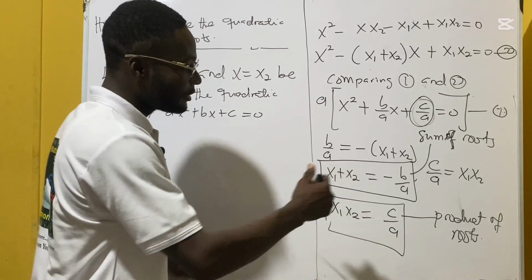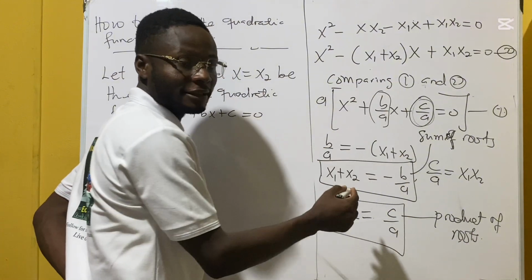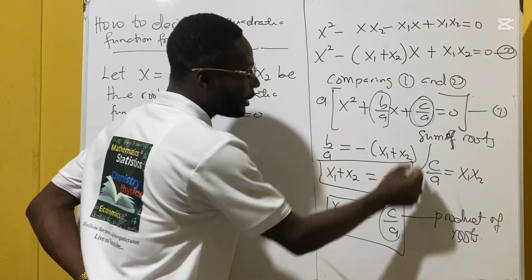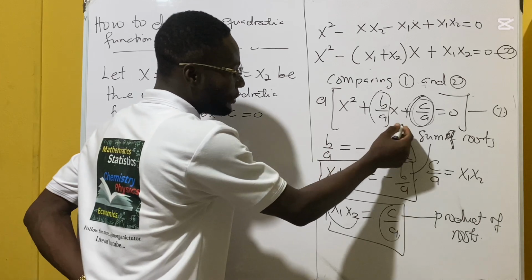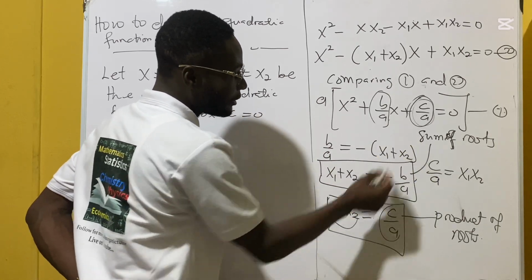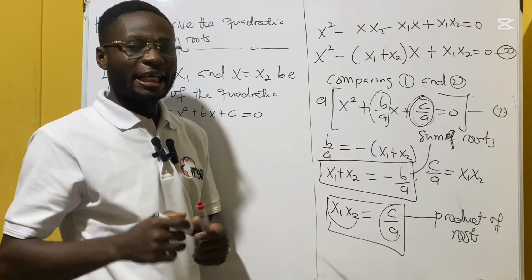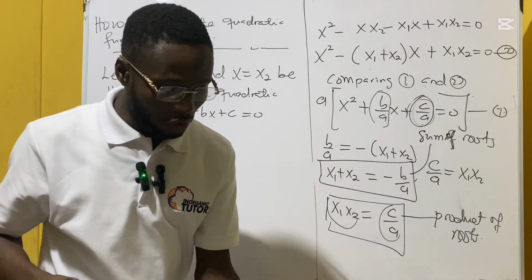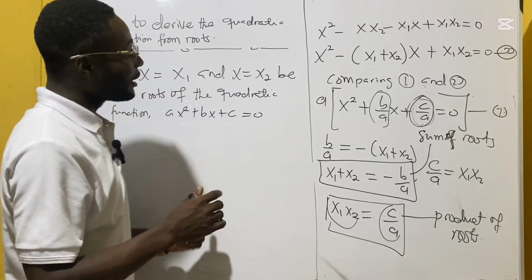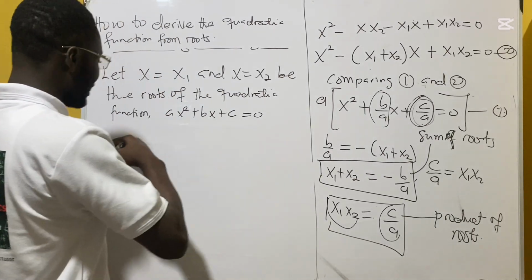You can see that our b over a is here, right? And our c over a is also here. So we substitute this in place of this, and then this in place of that, to have the equation of the quadratic function obtained from roots.